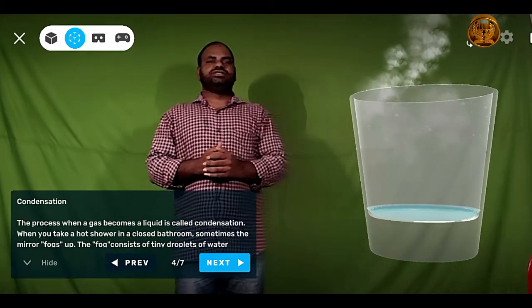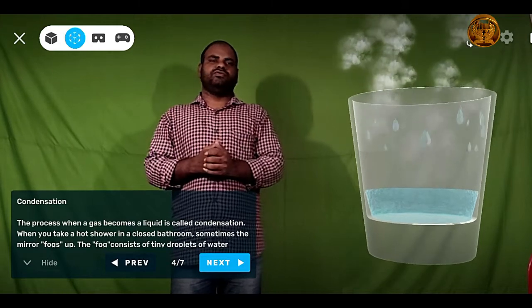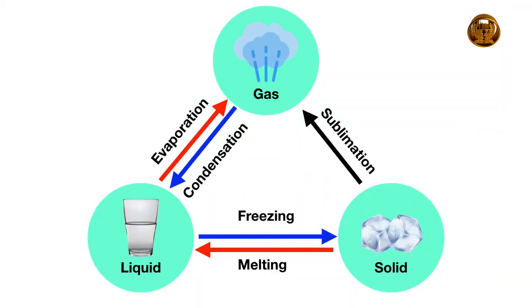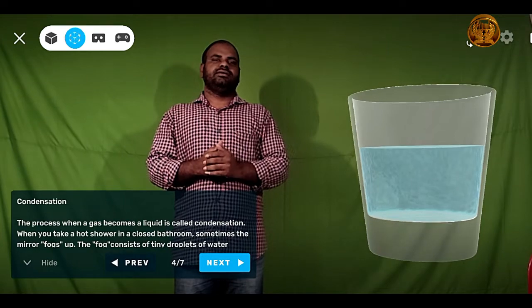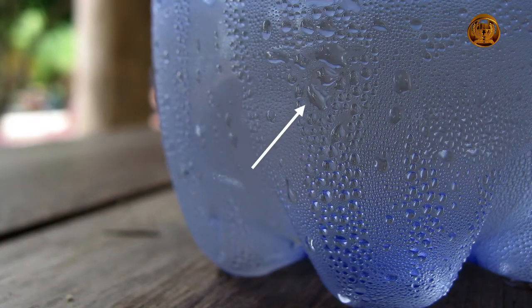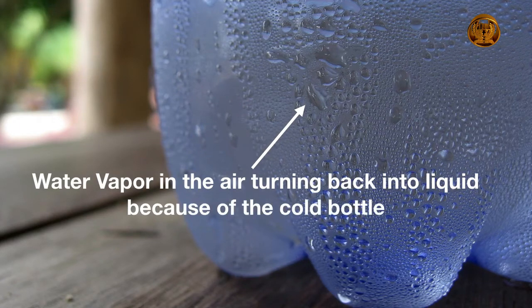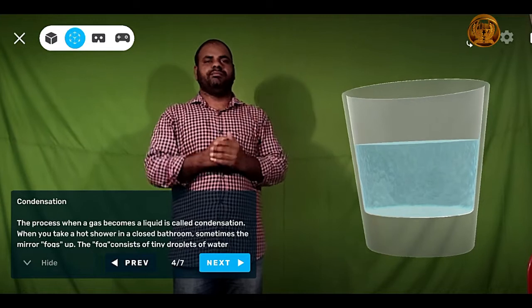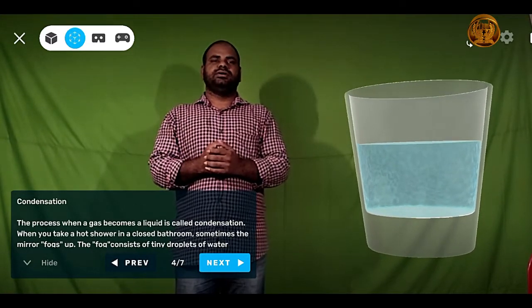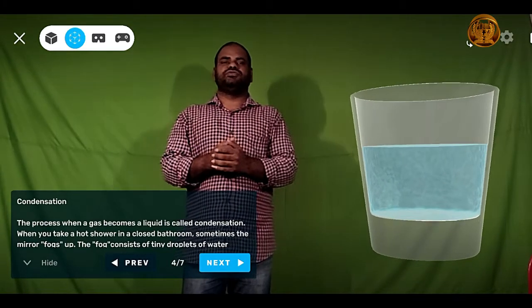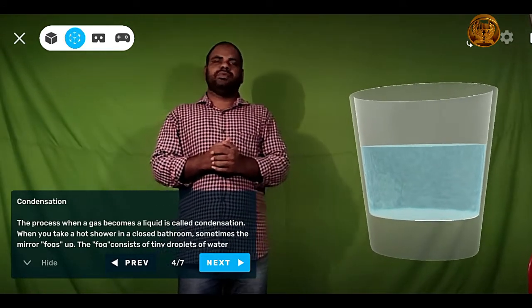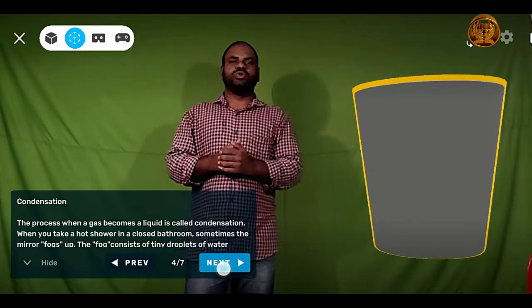Next, condensation. Condensation is the reverse process of evaporation. At any temperature, gases change into liquids. One example: when I take a water bottle from the refrigerator and keep it outside, after some time we see small droplets on the surface of the water bottle. This is how it forms: the water vapor particles in the atmosphere come and collide with the water bottle. These water vapor particles lose energy and change into water. This process of changing gas to liquid, water vapor to water, is an example of condensation.